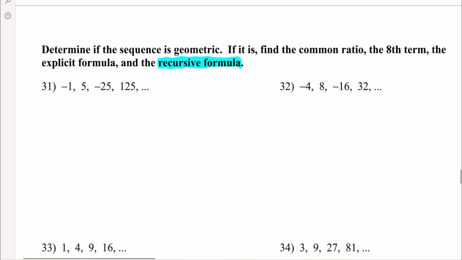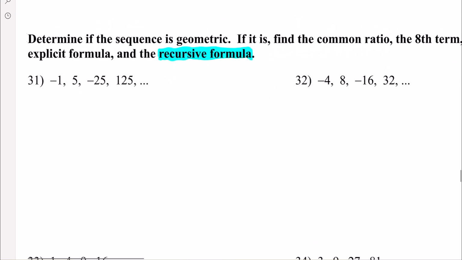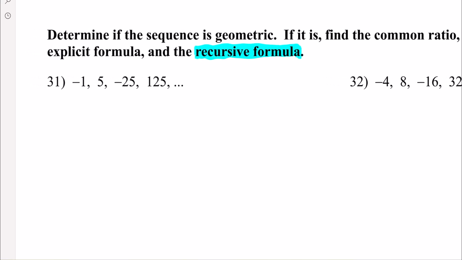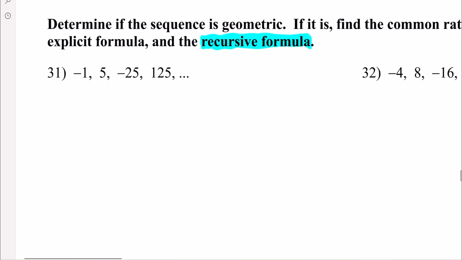Okay, now we're going to talk about the explicit formula, but move on to recursive. So remember the explicit formula. In this case, we have to determine if it's geometric, so repeated division. 5 divided by -1 is -5. -25 divided by 5, and then 125 divided by -25. So this common ratio is -5. So we have that. Let's find our other terms.